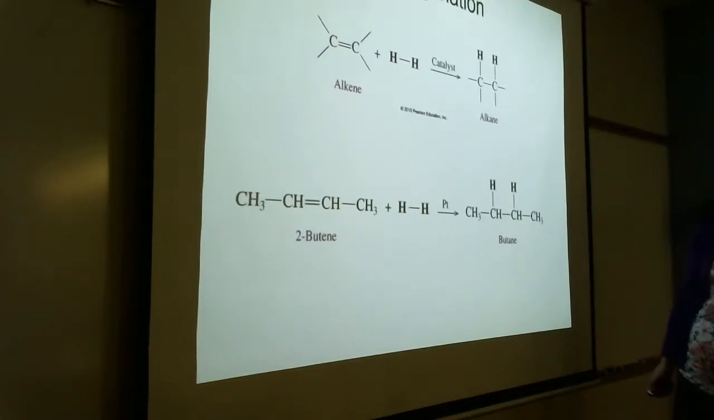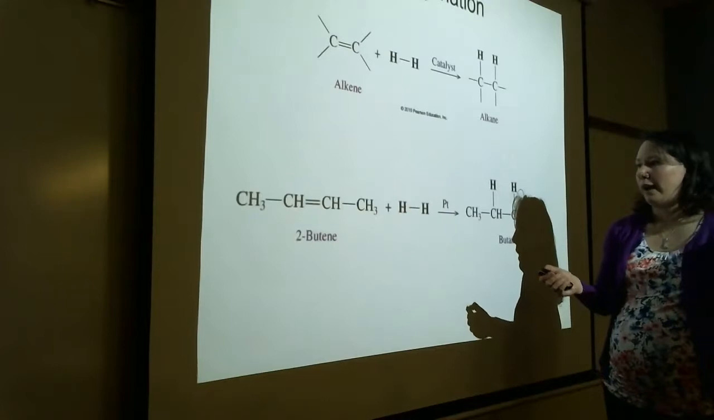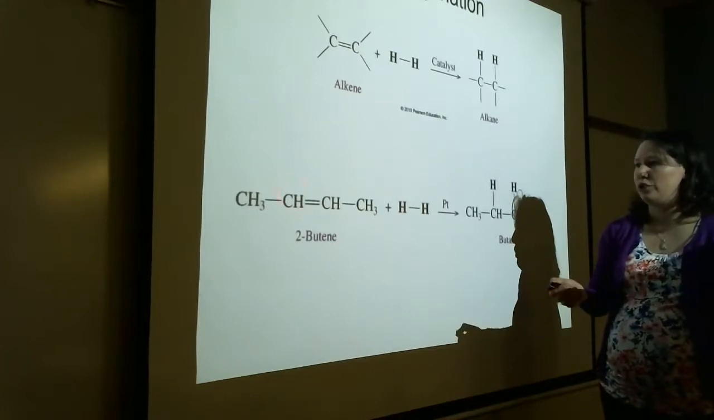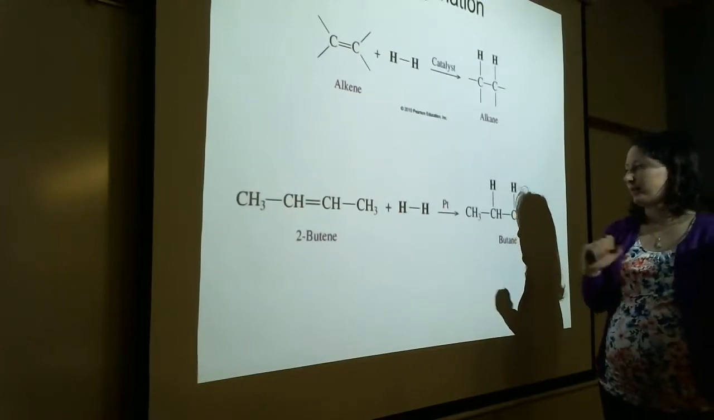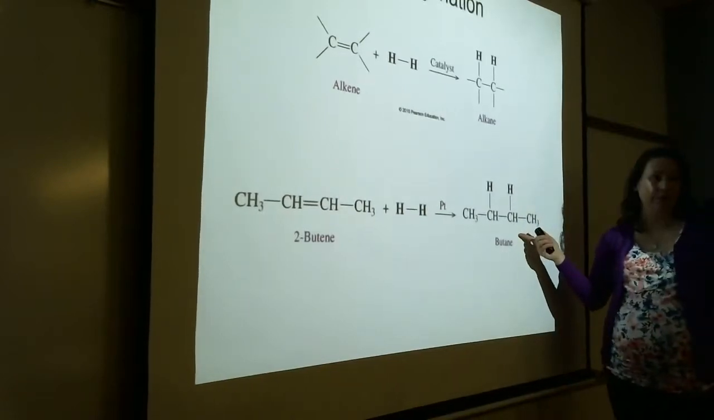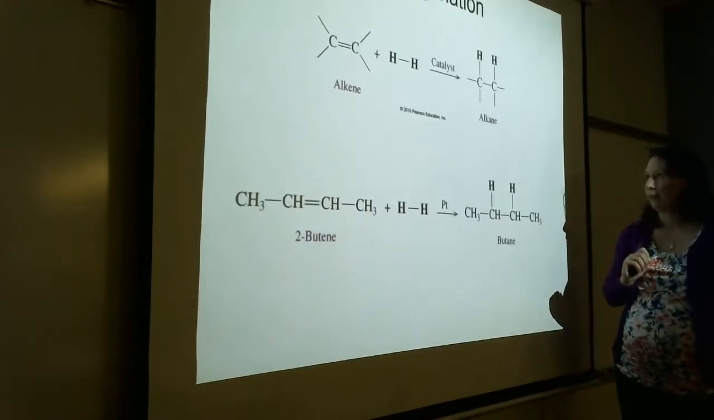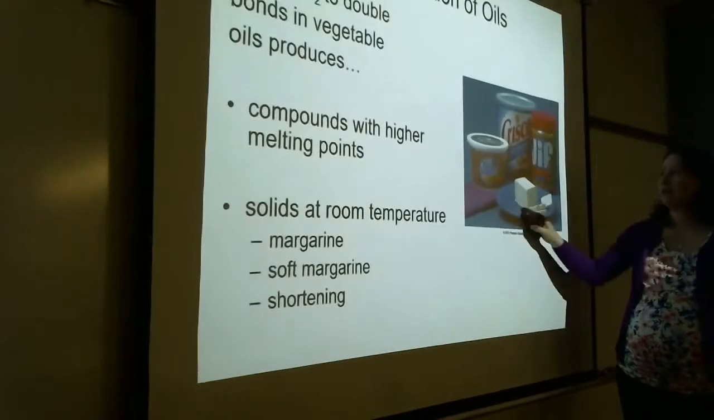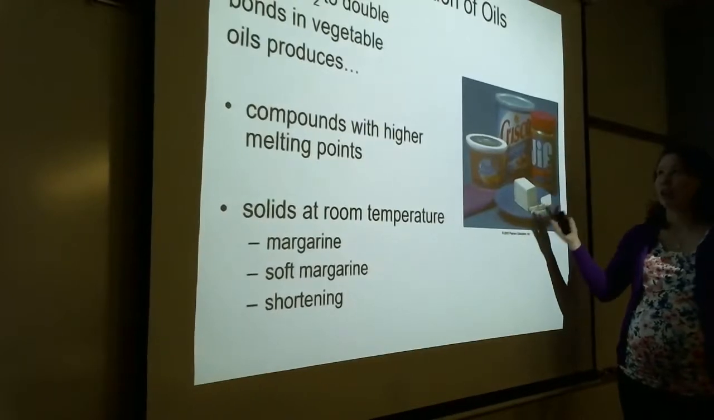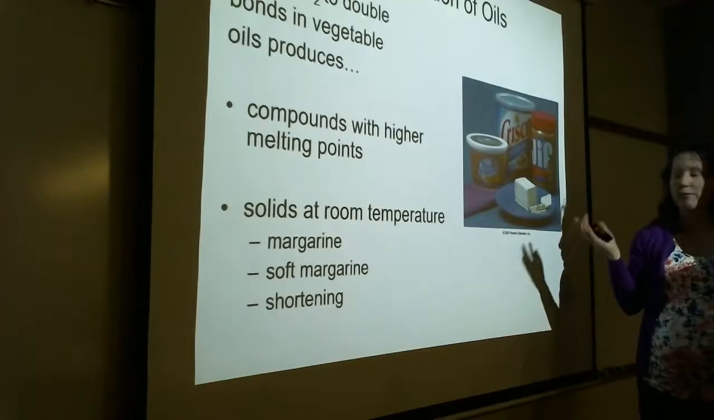Okay? So, for instance, here's 2-butene. We're adding one hydrogen to this carbon, one hydrogen to this carbon, using platinum as the catalyst. So now the product is just butane, right? We've taken the alkene, we've reduced it down to an alkane. And so this is how you get hydrogenated oils. If you ever look at your labels, right?